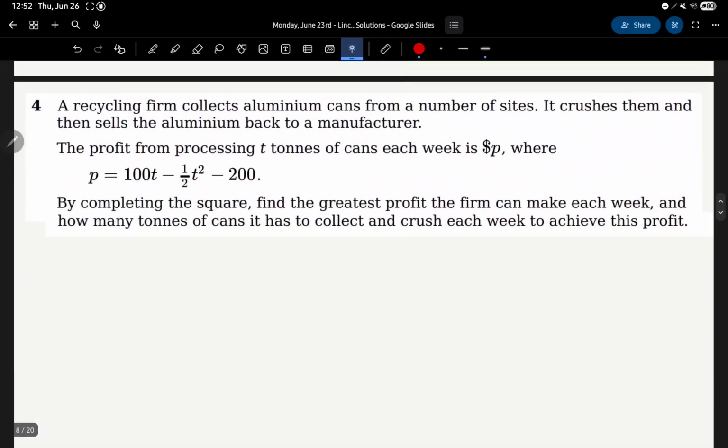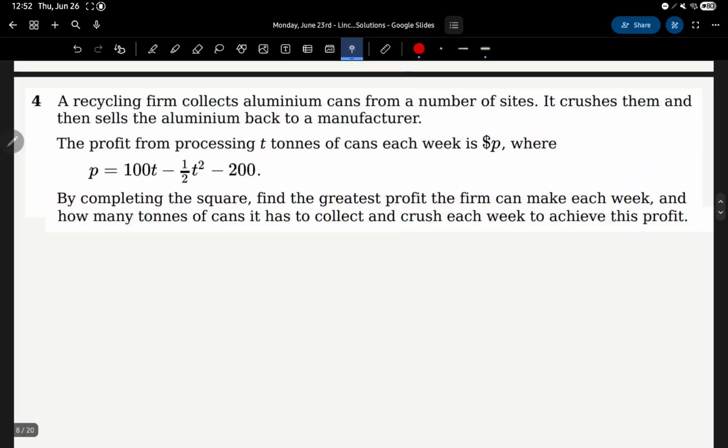Okay, let's move on. Number 4 here. A recycling firm collects aluminum cans from a number of sites. It crushes them and then sells the aluminum back to the manufacturer. The profit from processing T tons of cans each week is P dollars, where the relationship between P and T is in this equation right here. P is equal to 100T minus half T squared minus 200. So always remember, functions are relationships.